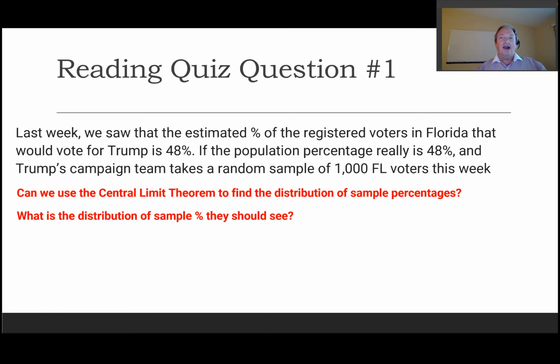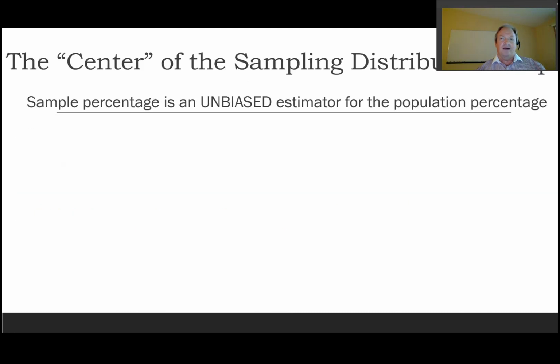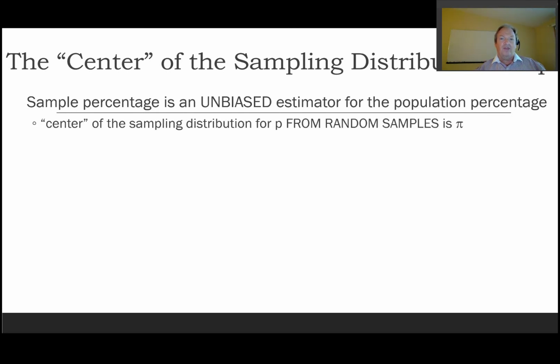I want to talk a little bit more about the center and the spread of the sampling distribution for the sample percentages. An important thing to know is that the sample percentage is an unbiased estimator of the population percentage. Okay, what does that mean? What that means is that if you look at the sample percentages from random samples, they're centered around the population parameter value.